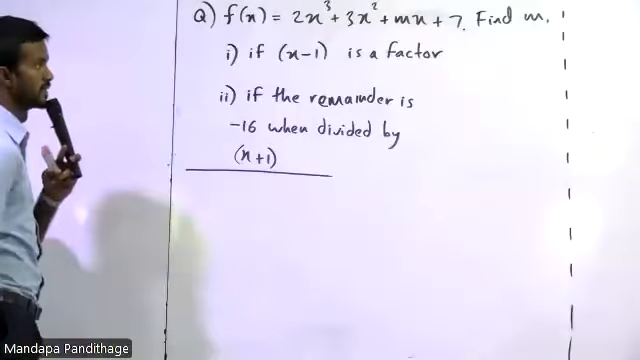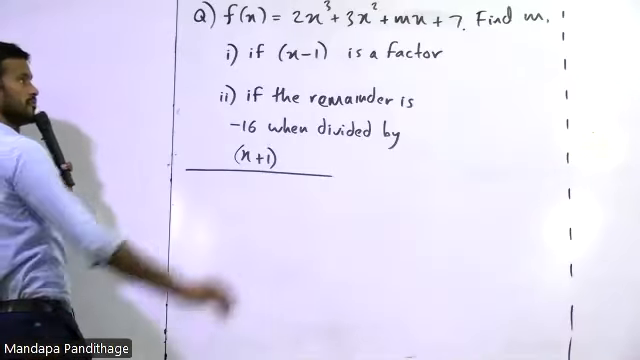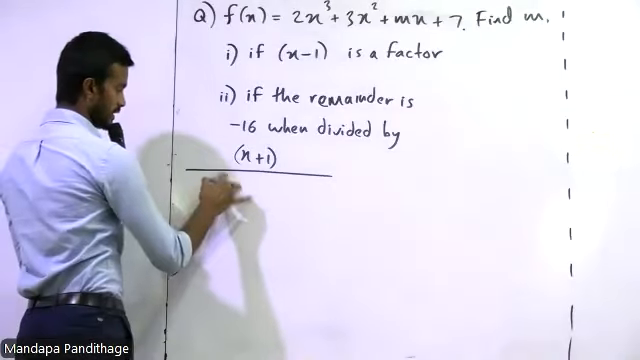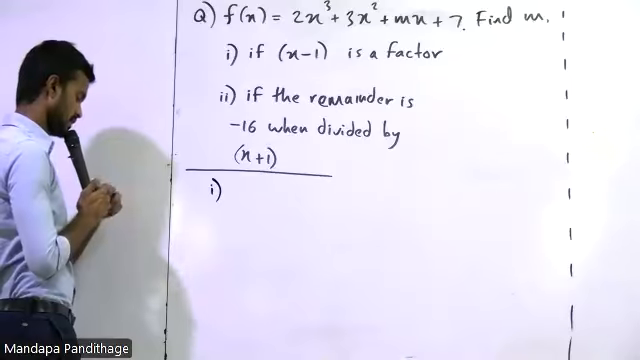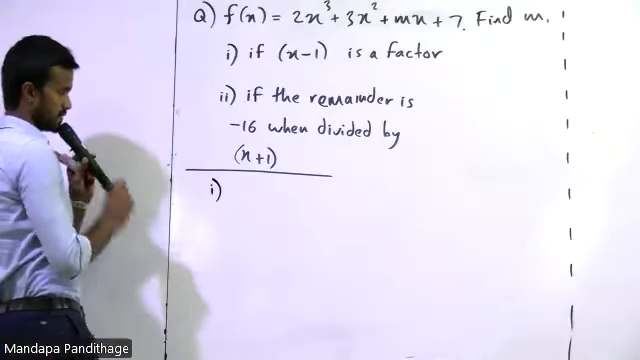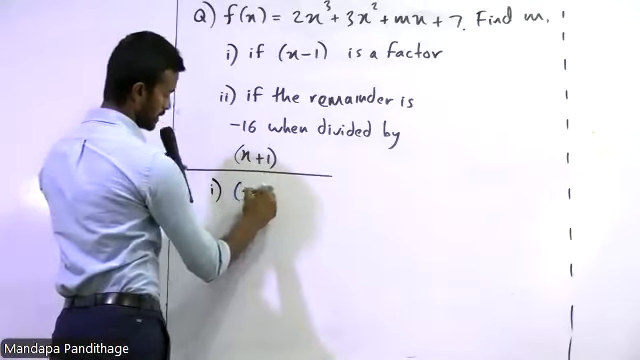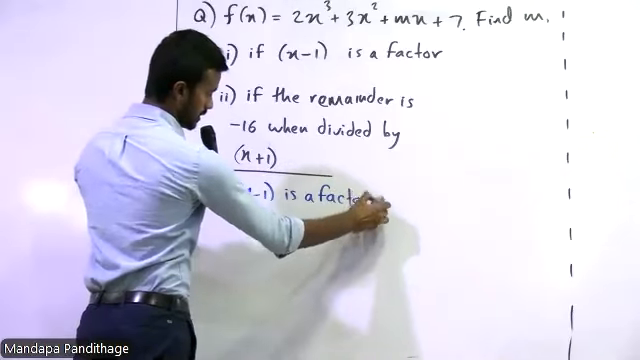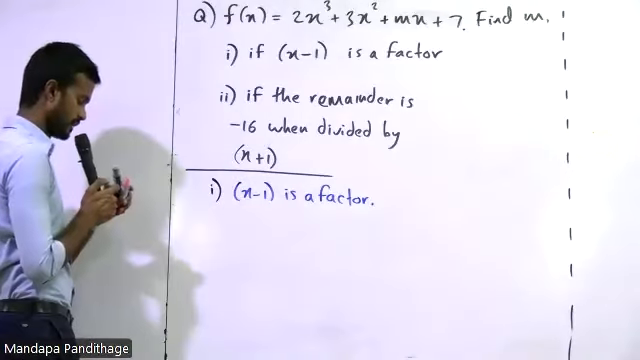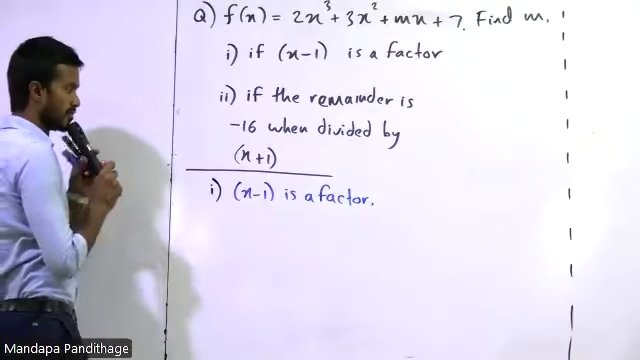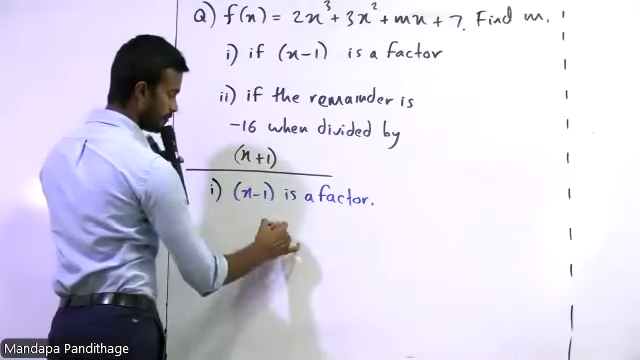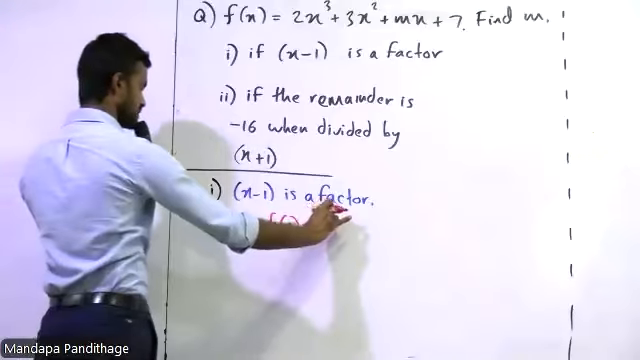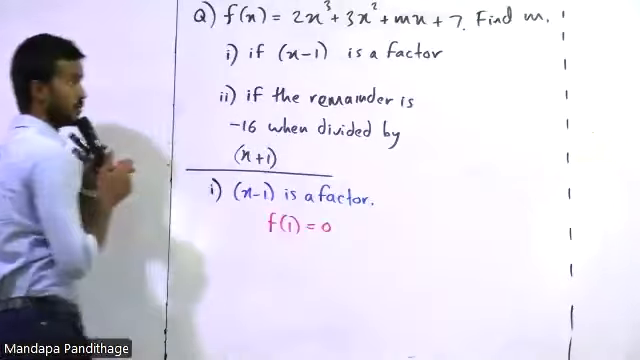Okay, so first one, if x minus 1 is a factor, we are supposed to find m. So what is the data that you know? X minus 1 is a factor. From the factor theorem, I can say that f(1) is equal to 0, because if it is a factor, this remainder f(1) will be 0.